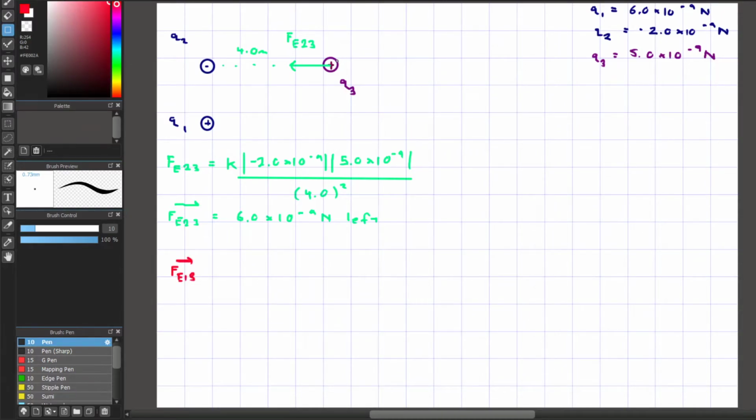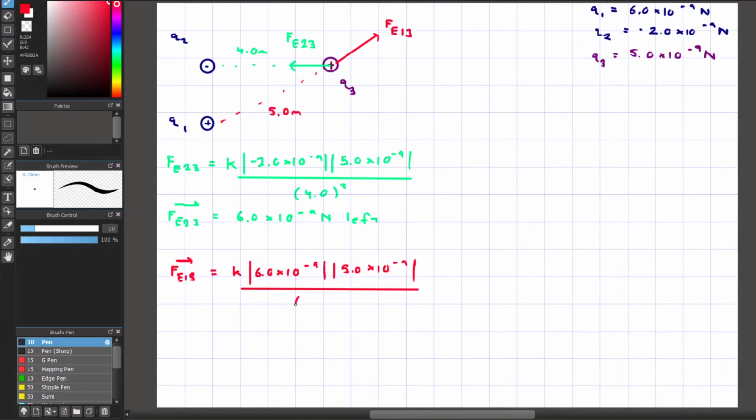Charge 1 and charge 3 also affect each other in a repulsive manner since they are both positive charges. A vector will be drawn up and to the right off of the third charge to show how charge 3 responds to charge 1. Next, we can calculate electric force between charges 1 and 3, and this gives us an electric force of 1.1 times 10 to the negative 9 newtons. This answer points in two directions, up and to the right, and we'll have to break it into its x and y components.